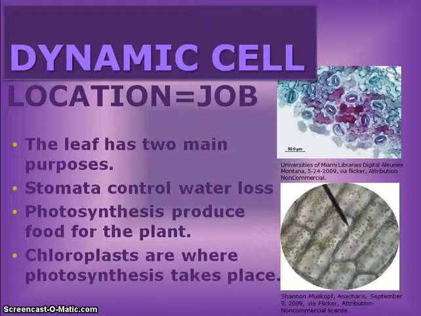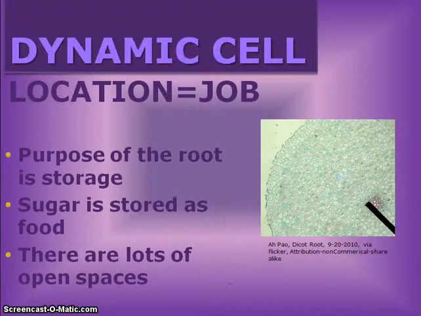So there is a purpose for the cells to be dynamic. The third example, all in the same plant, is the root. The root is there for storage. And as you can see, there are lots and lots of open spaces in the root. If you look closely at the picture, all the little dots in here are kind of the sugars and the starches that are stored.